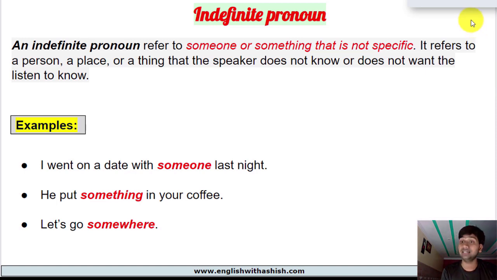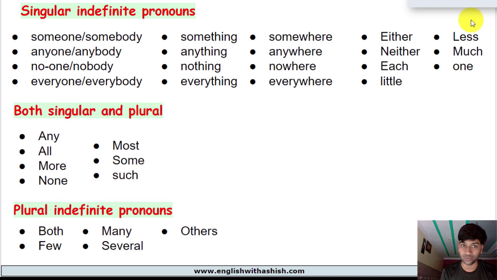Now let me show you all the indefinite pronouns that we have in English. And then we'll look at indefinite pronouns that are singular, that are plural, that can be both singular and plural, right? So singular indefinite pronouns. Someone, somebody, anyone, anybody, no one, nobody, everyone, everybody. Either one or body, right? One and the same thing. For things: something, anything, nothing, everything. For places: somewhere, anywhere, nowhere, and everywhere.